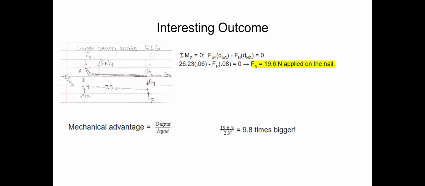The most interesting outcome I found was the mechanical advantage of the nail clippers. After finding the reaction at point A of the lever arm, and then taking the moment about one end of the lower cutting blade, I found that the normal force developed on the nail is 19.6 newtons. Mechanical advantage is the output divided by the input, so with the input being 2 newtons, the mechanical advantage is 9.8. This means that the force applied to the nail is 9.8 times bigger than the force we used to squeeze the clippers, demonstrating the really nice advantage of using nail clippers and why they make cutting nails so much easier.